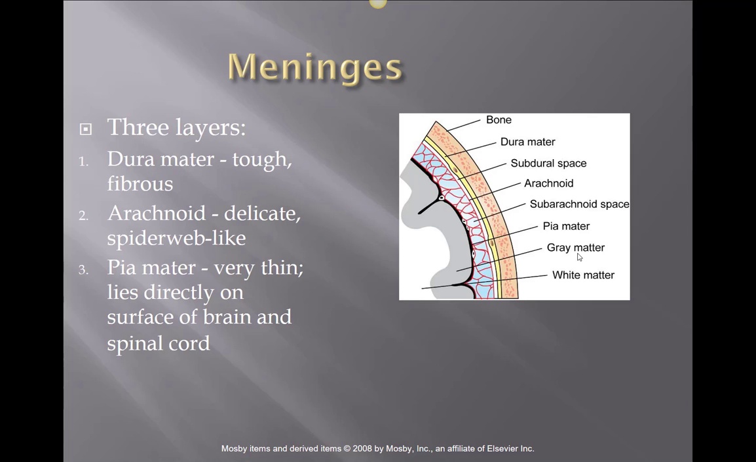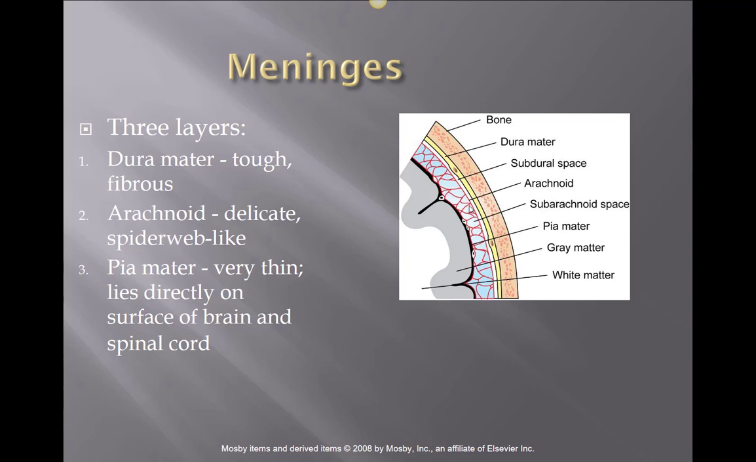So when we actually look at it, there's 3 different layers. Out here is the bone, the skull. And this very outer layer that you see in yellow is known as the dura mater. The dura mater is very important because it's a very tough fibrous protector of the central nervous system. It's made of very dense, irregular connective tissue. It's very thick, very tough to actually cut through.